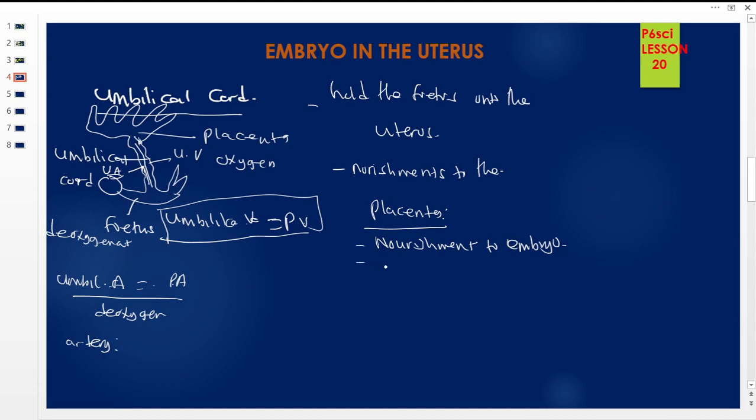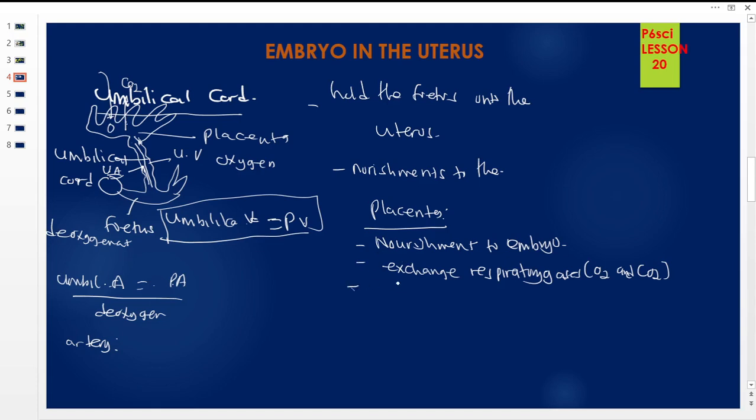Number two, this placenta also carries out the exchange of respiratory gases like oxygen and carbon dioxide. This means that here we have the mother's blood. The mother's blood is bringing oxygen, then the fetus is releasing carbon dioxide. Now this exchange occurs at the placenta.